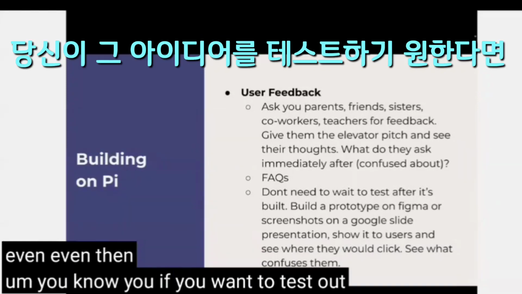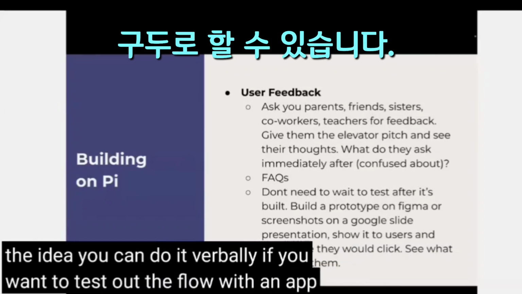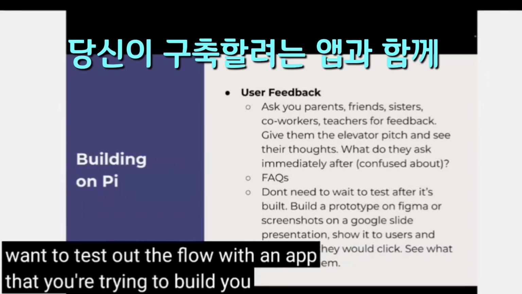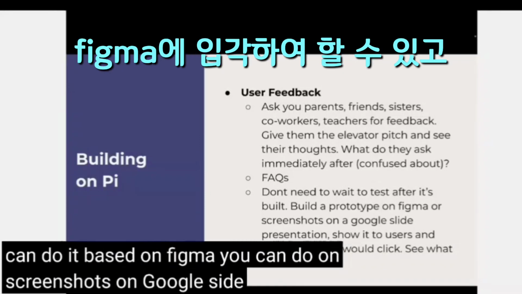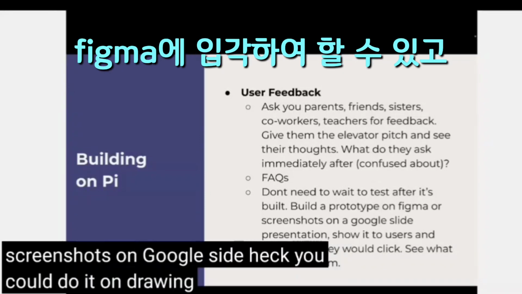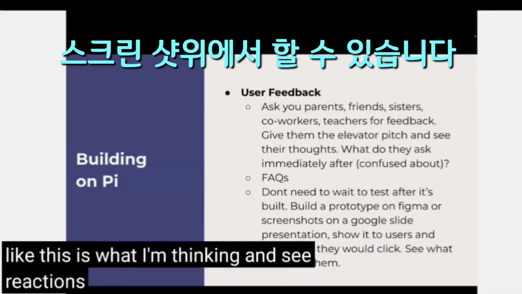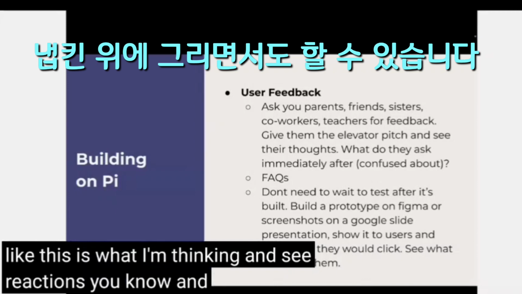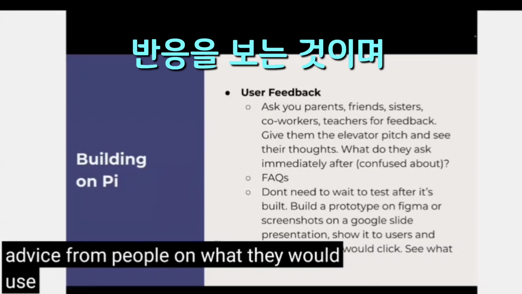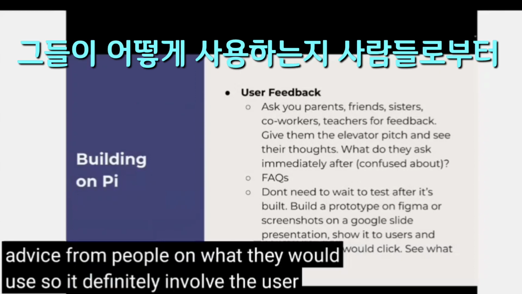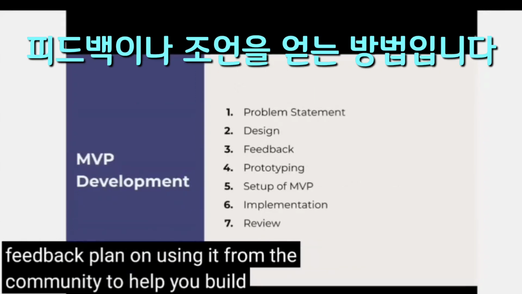But even then, if you want to test out the idea, you can do it verbally. If you want to test out the flow within the app that you're trying to build, you can do it based on Figma. You can do it on screenshots on a Google slide. Heck, you could do it on drawing on a napkin, be like, this is what I'm thinking, and see reactions, and get feedback and advice from people on what they would use. So definitely involve the user feedback, plan on using it from the community to help you build.